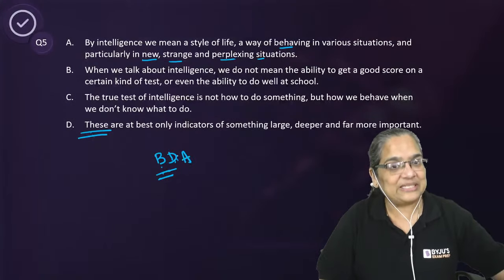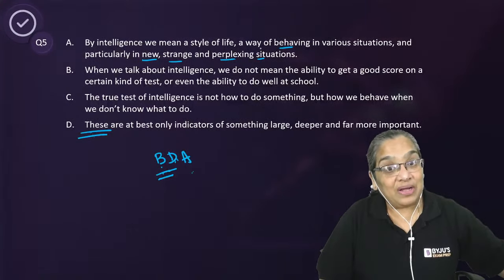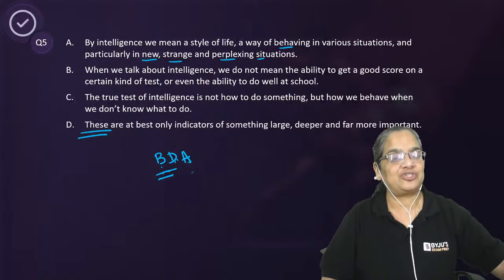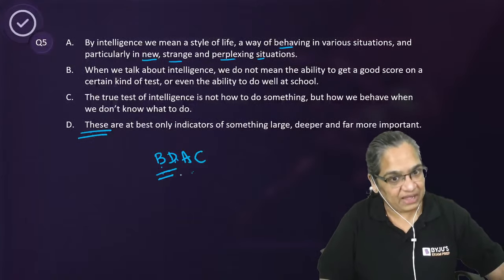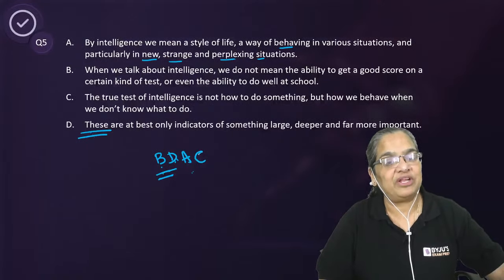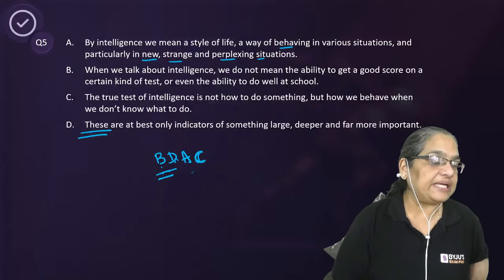By intelligence, we mean a style of life, the way of behaving in situations, particularly in a strange situation. Now, the true test is the way you behave in a strange situation, and the true test is how you behave when you don't know what to do. So, B, D, A, C.